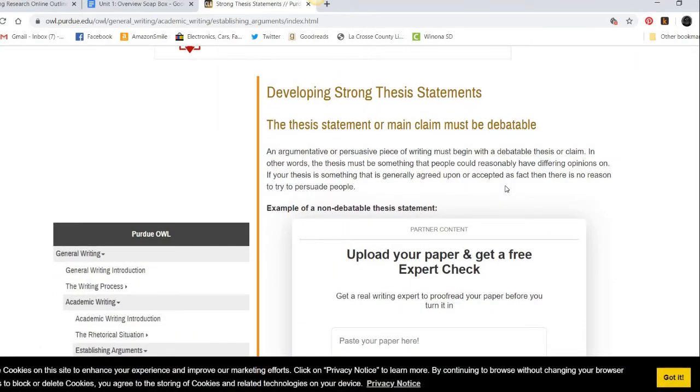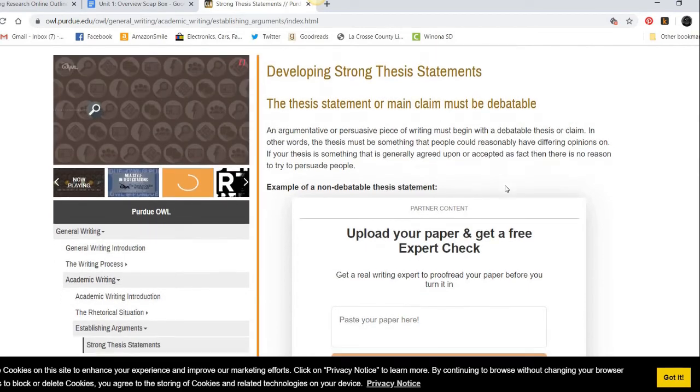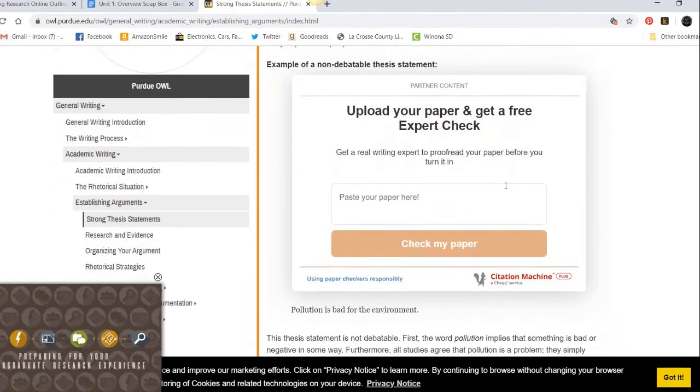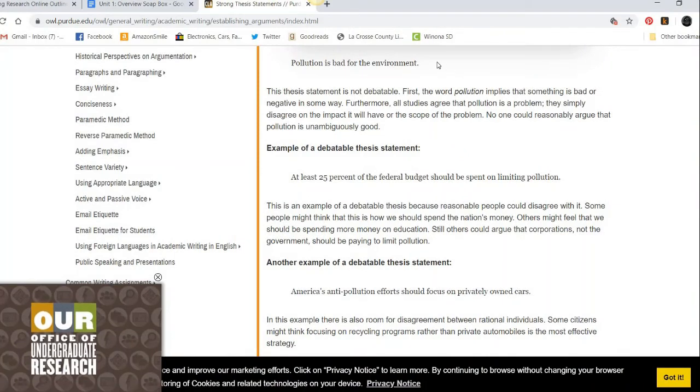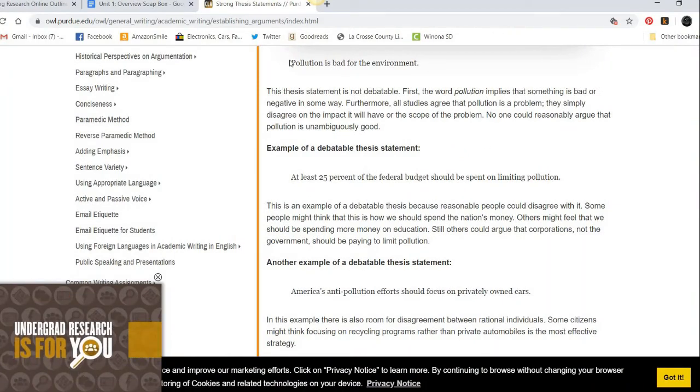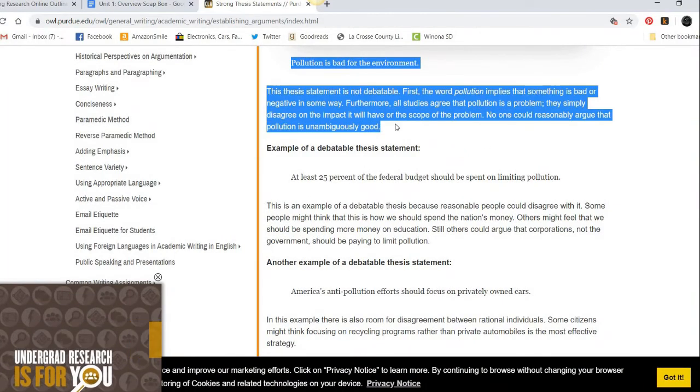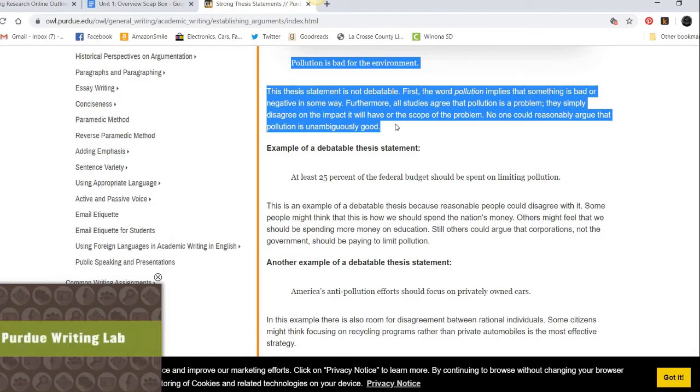Developing strong thesis statements. Again with Purdue, it must be debatable. Here is an example of a thesis statement that is not debatable. Pollution is bad for the environment. This thesis statement is not debatable.